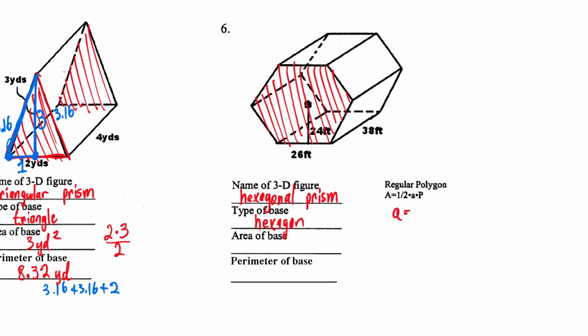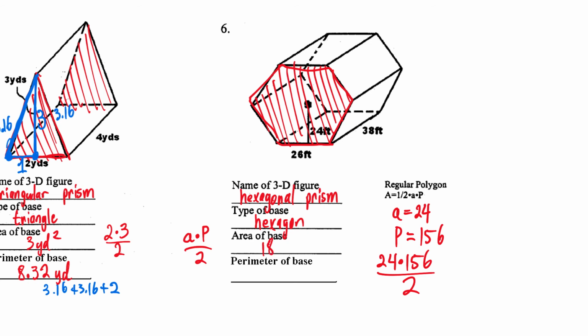So how long is the apothem for this base? It's 24. What is the perimeter of the base? 26, 26, 26, 26, 26, and 26 is what? 156. So we're going to do 24 times 156 divided by 2. The apothem times the perimeter divided by 2. What does that give you? 1,872 square feet. What's the perimeter of the base? 156. Yeah, we already did it right there, 156.